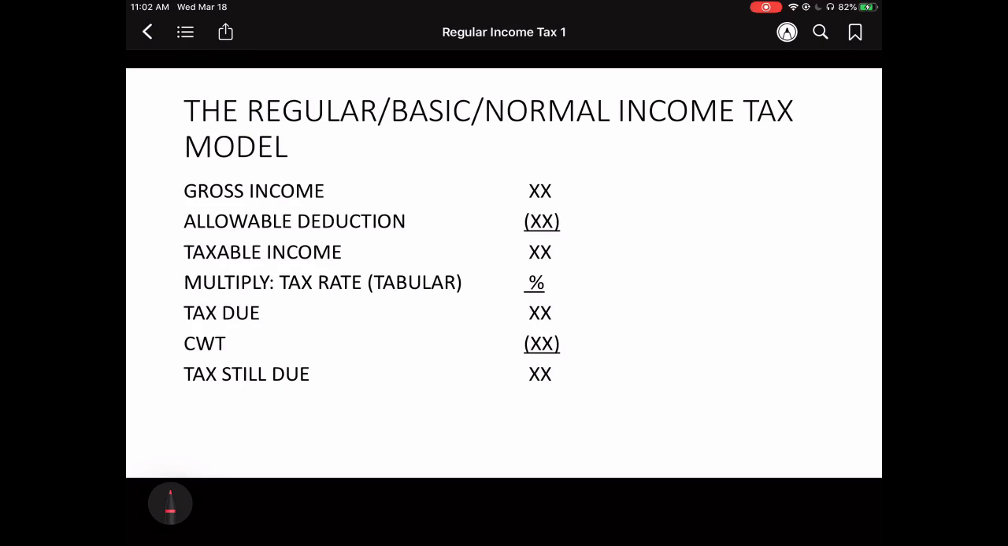After tax due, you see CWT. CWT means creditable withholding tax. That can be deducted from your tax due, and then you get the tax still due that you will pay to the BIR. That is in case only for those resident citizens who can credit that. But there are also other cases where non-resident citizens can deduct creditable withholding taxes.